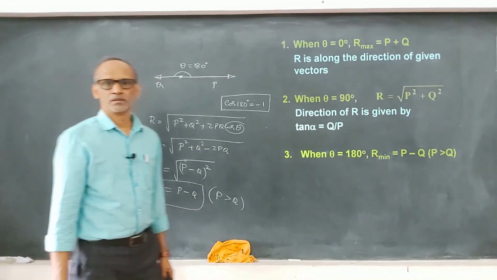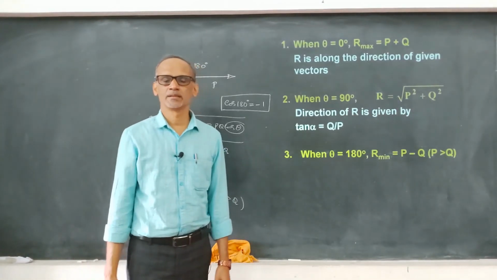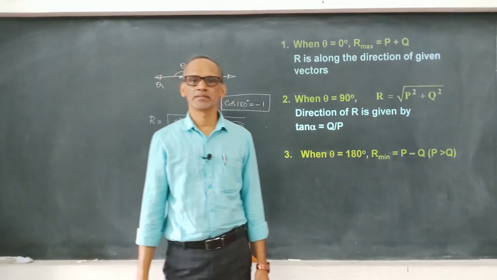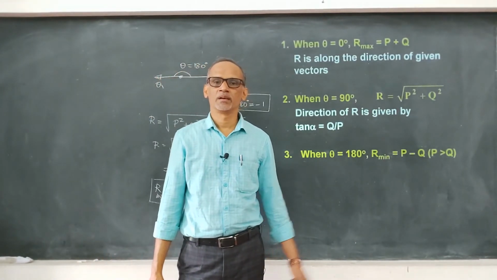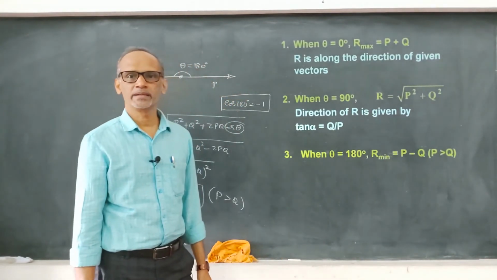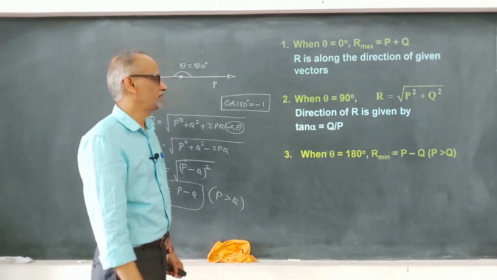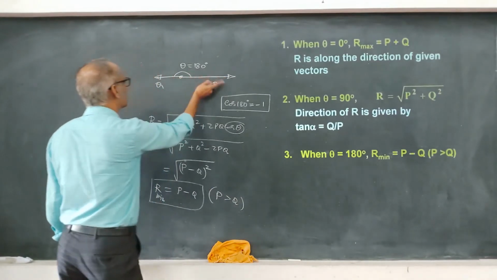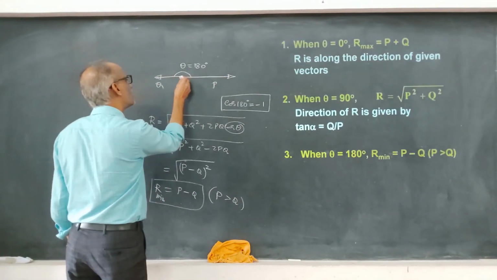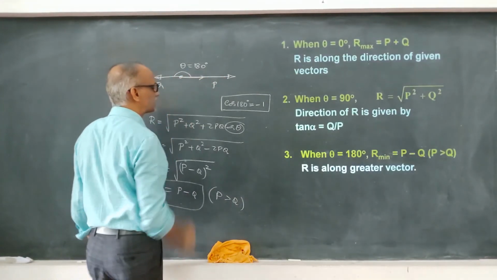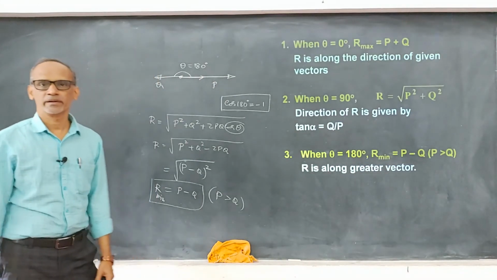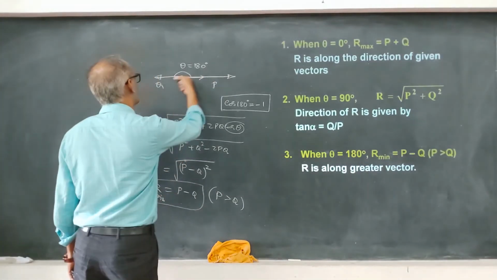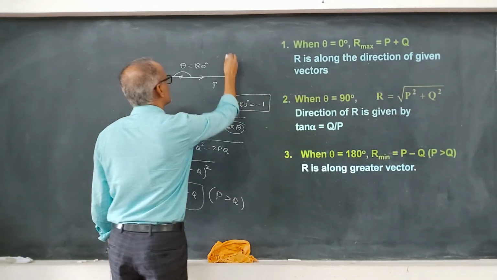Okay. So when theta is 0 degree, resultant is maximum, p plus q. And when theta is 180 degree, the resultant is minimum, which is p minus q, if p is greater than q. If p is greater than q, the resultant will be along this direction, along the greater vector. R is always along the greater vector. If q is greater, then the resultant will be like this. Okay, it's very easy to understand.